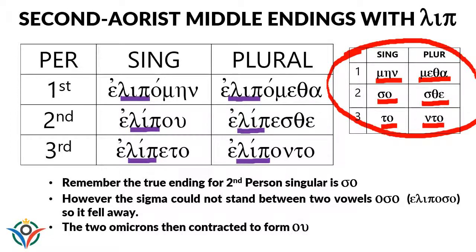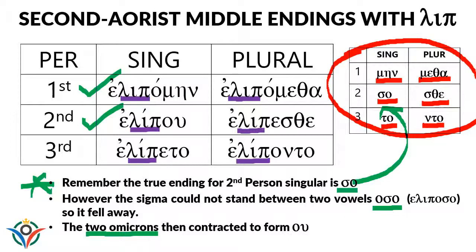The first person singular is elipomen. Second person singular is elipou. And just to remind you why it's elipou, remember that the true ending for the second person singular is sa, as you can see here. However, the sigma cannot stand between two vowels, so it would have been elipoaso. So the sigma falls away, and then the two omicrons contract to form ou. And that is why we have the modified ending ou instead of sa.